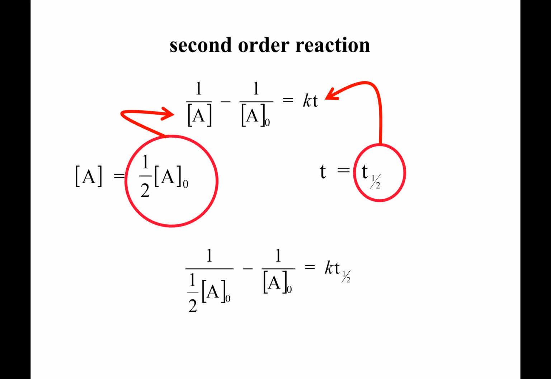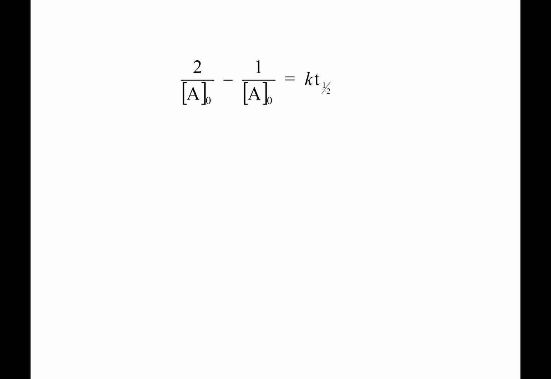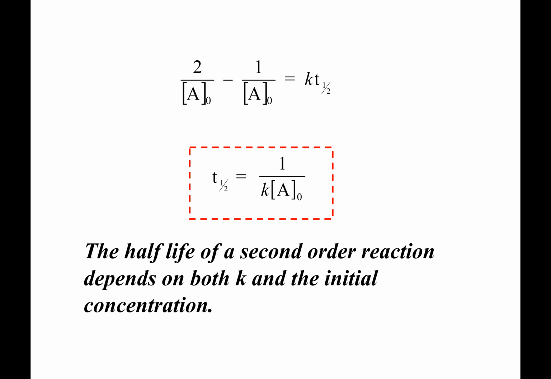Well, we can take this and flip it up. So we have 2/A0 minus 1/A0. 2 minus 1 is 1, so we actually end up with 1/A0. Okay, so 1/A0 is equal to kT 1/2. Rearranging to solve for T 1/2, your half-life is equal to 1 over your rate law constant k times the initial concentration of your A. For second order, it does depend upon the initial concentration of A.